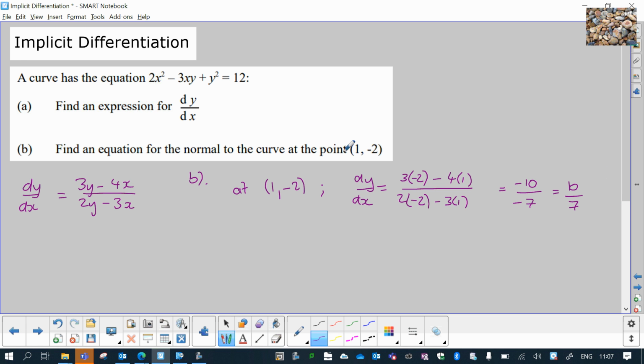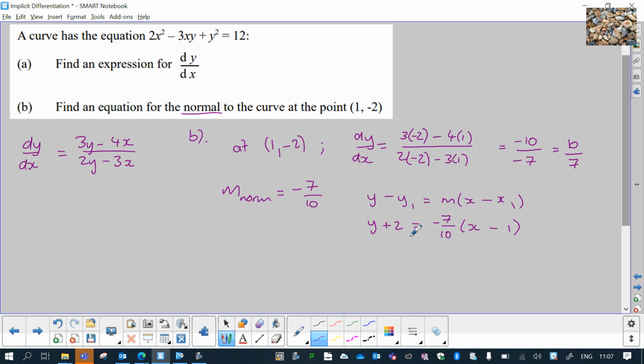And that's the gradient of the tangent. We're asked about the normal. So the gradient of the normal is just going to be minus 7 over 10. Our magic formula, y minus y1 equals m, x minus x1 will give us our equation. So we've got y plus 2 equals minus 7 over 10, x minus 1.